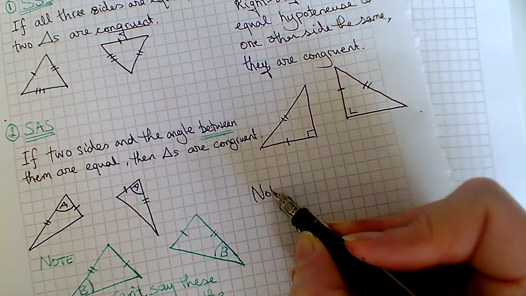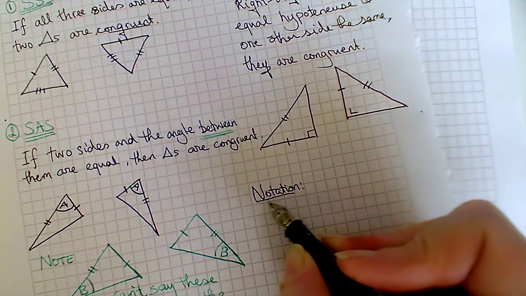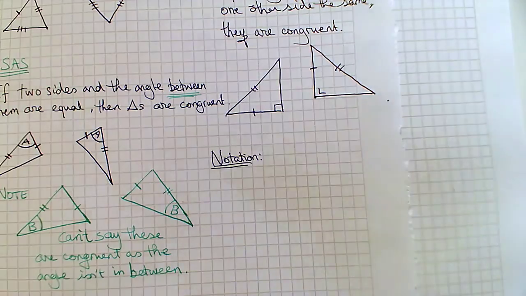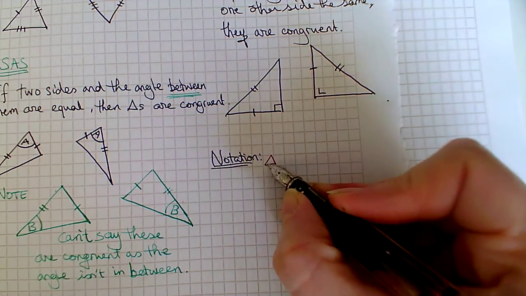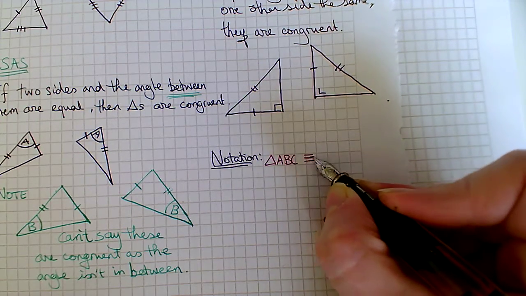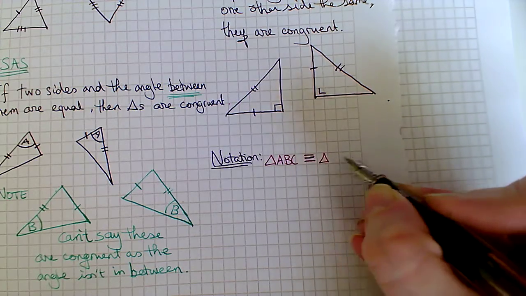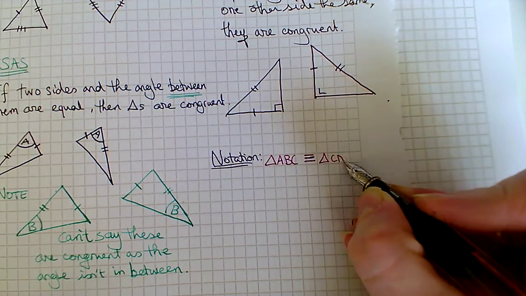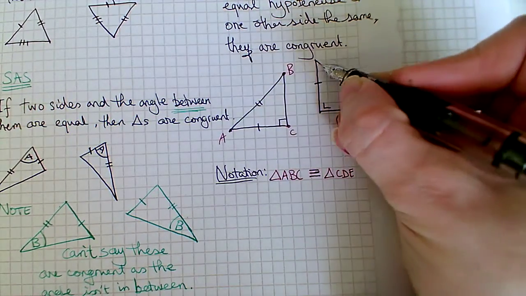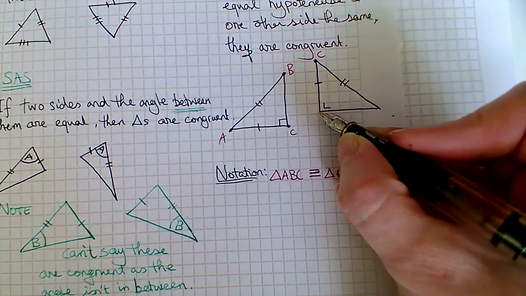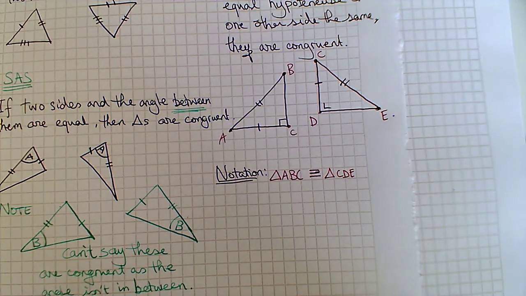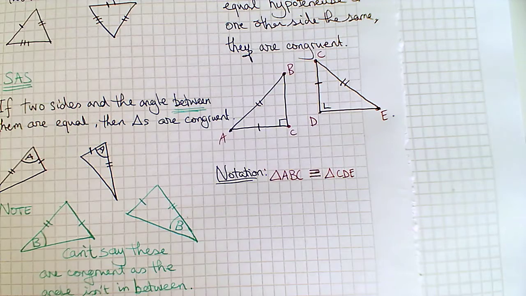Notation. The shorthand way in maths of writing down that triangles are congruent is like this. I say the triangle ABC, and it's a three-lined equal sign. The triangle ABC is congruent to the triangle CDE. Let's call this ABC, CDE. I shouldn't have used C twice, but that's fine. So that's the notation for congruency.